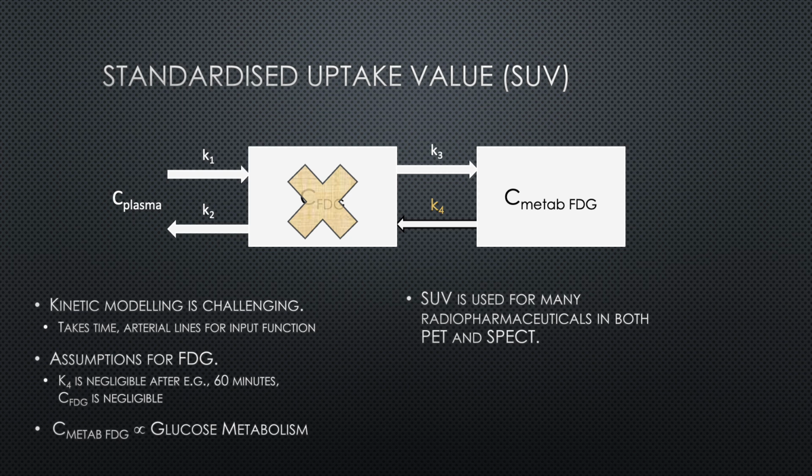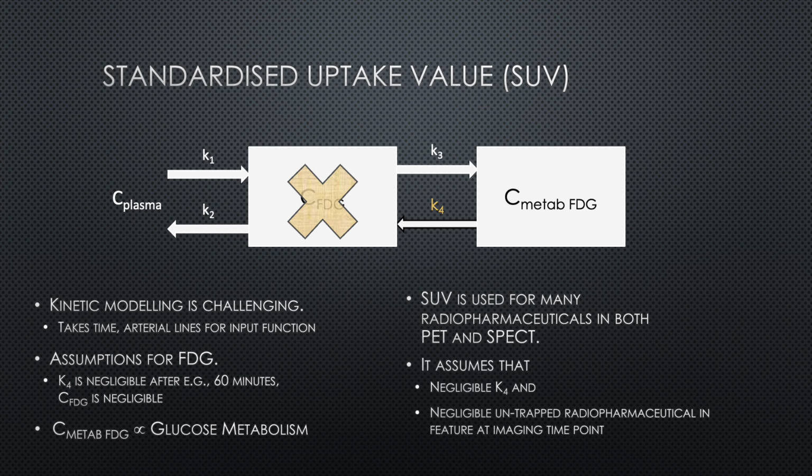Today, SUV is used for many radiopharmaceuticals in both PET and SPECT. But we should always remember that it has some assumptions that it's based on. That is, that we have negligible K4, i.e. transition from the metabolized radiopharmaceutical to unmetabolized radiopharmaceutical in tissue. And also that there's negligible untrapped radiopharmaceutical in the feature that we're looking at our imaging time point.